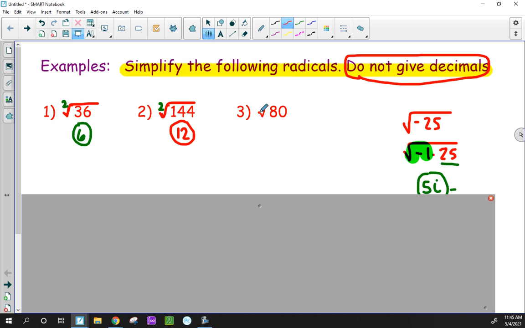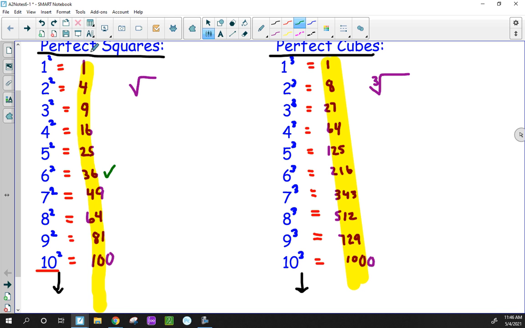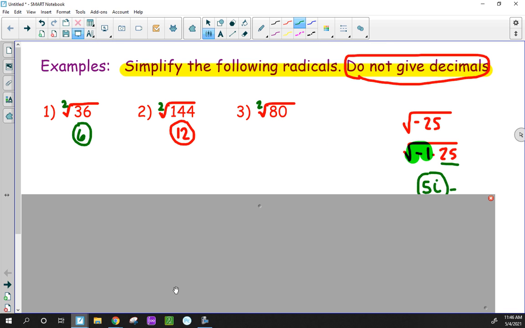Question 3. Notice that this radical has, again, an index number of 2, and the radicand is 80. Once again, same idea. Since it's a square root, I'm looking at this list, not this list. I go down, I look for 80. I do not see 80. I see 81. So I go back over here, and I can't give a decimal answer. When I type square root of 80 into my calculator, it's going to give me 8.94. I do not want that answer written down.